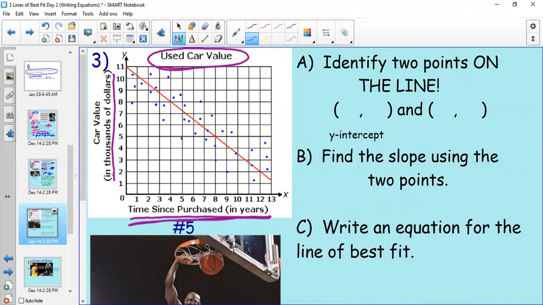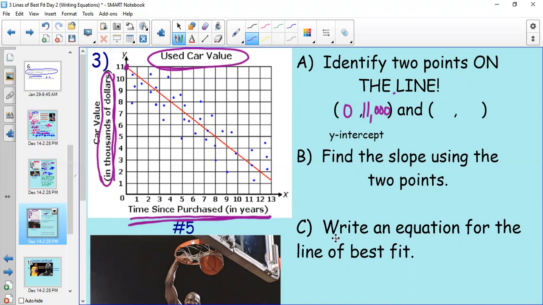Okay, so identify 2 points on the line. So first is your y-intercept. Where does it start? A lot of people are going to say that this is 0, 11, and that is incorrect. Because you have to be very careful of the scale. Used cars are not going to start off costing $11. Notice it says in thousands of dollars. So this used car that we bought, or somebody bought, started off costing $11,000. Okay, so be careful with that.